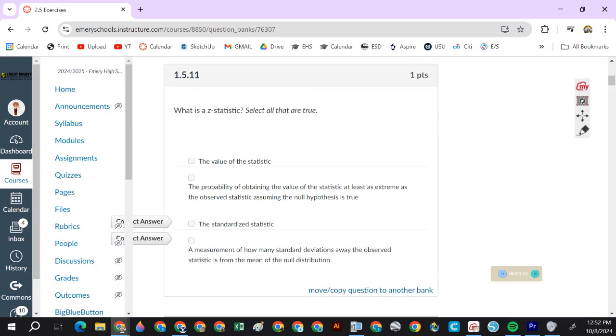Okay. What is a z-statistic? The value of the statistic? No. The probability of obtaining the value of a statistic at least as extreme? No, that's called the... We have a name for the second one. What's it called? What is the probability of randomly getting a statistic that is as far as the one that we have found? That's the p-value, right?